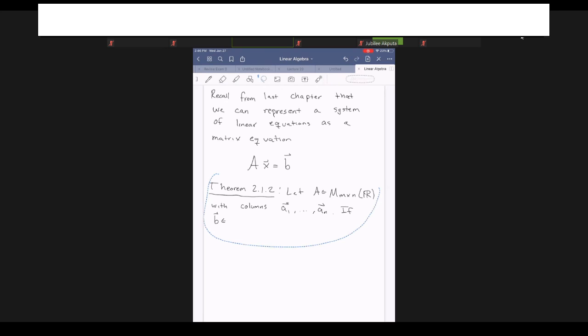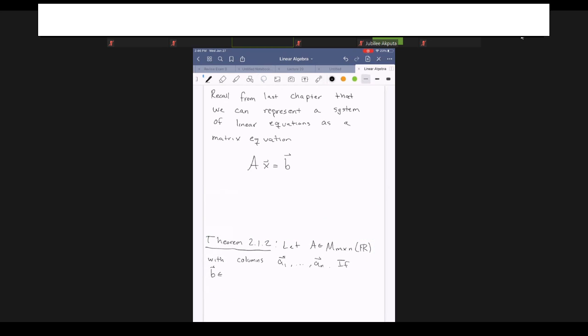Okay, so hold on. Before I do this, let's first denote what Rn means. So what is Rn? You can think of it, well, there's lots of ways to think of it, but you can think of it as the set of all n-dimensional vectors where all these xi's come from R. So when we talk about Rn, this is the space of all n-dimensional vectors. So let's say B is an m-dimensional vector.